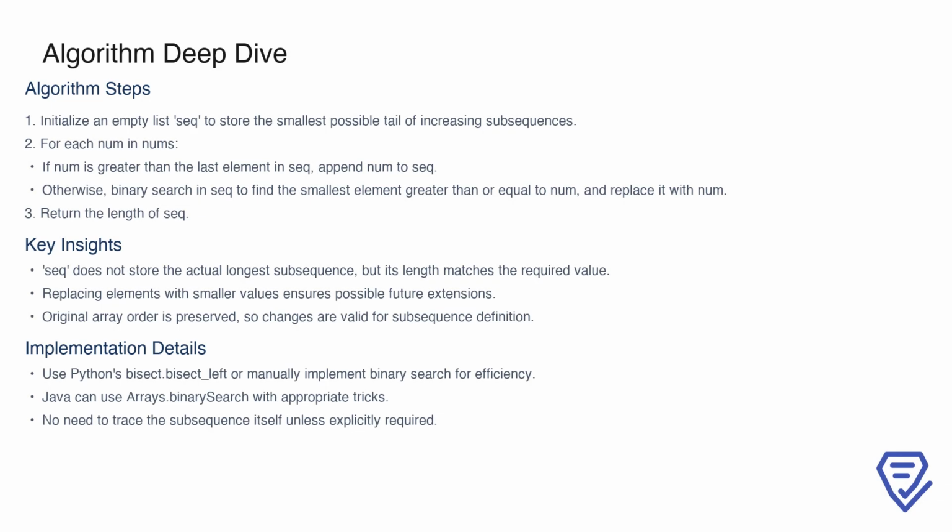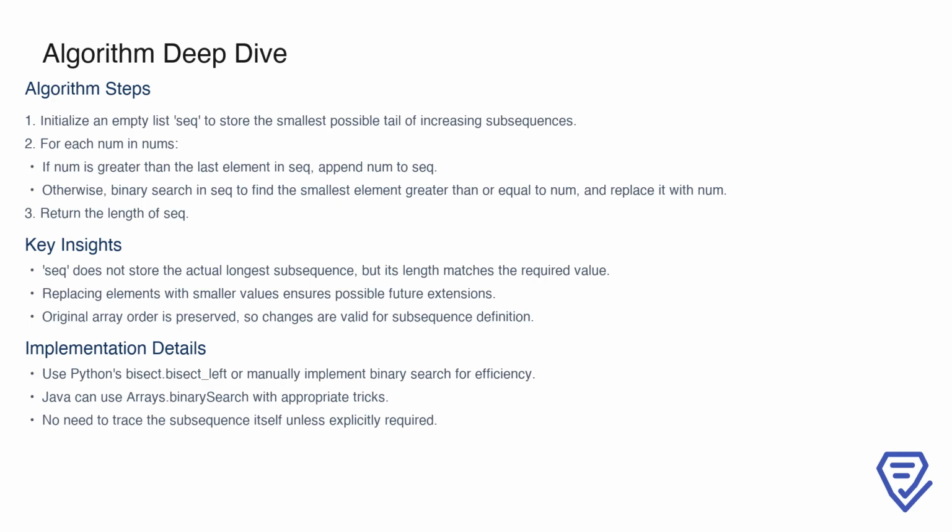Let's break down the binary search-based algorithm for LeetCode problem number 300 step by step. First, we create an empty list called seek. As we iterate through each number in the nums array, we compare number to the last value in seek. If number is larger, we extend seek by appending number, representing a longer increasing subsequence.